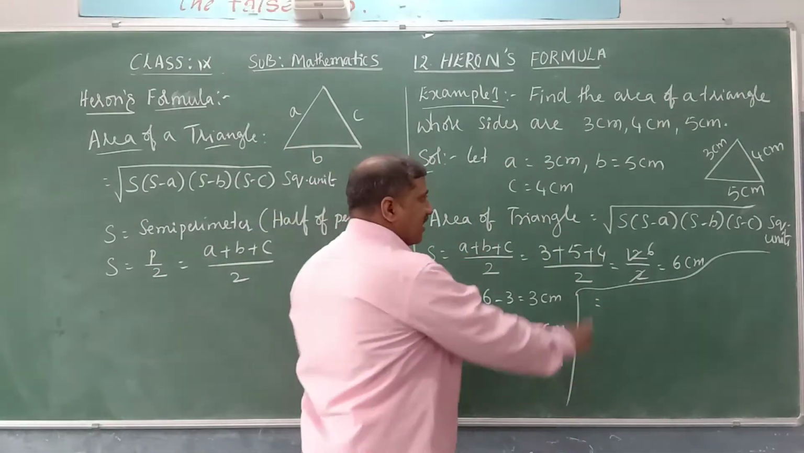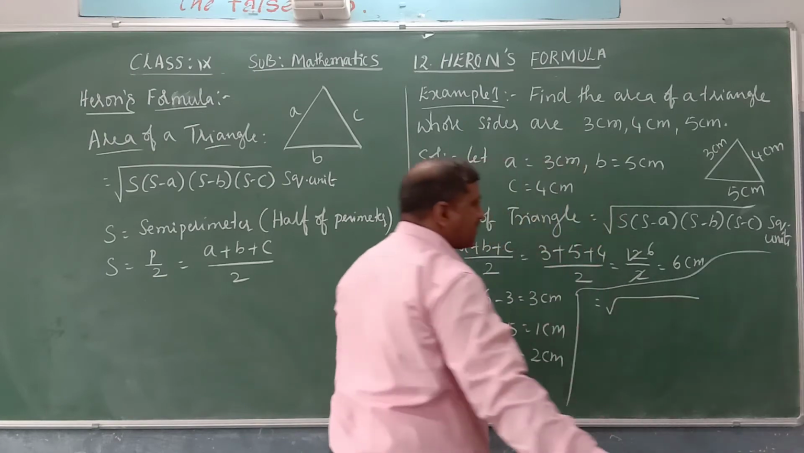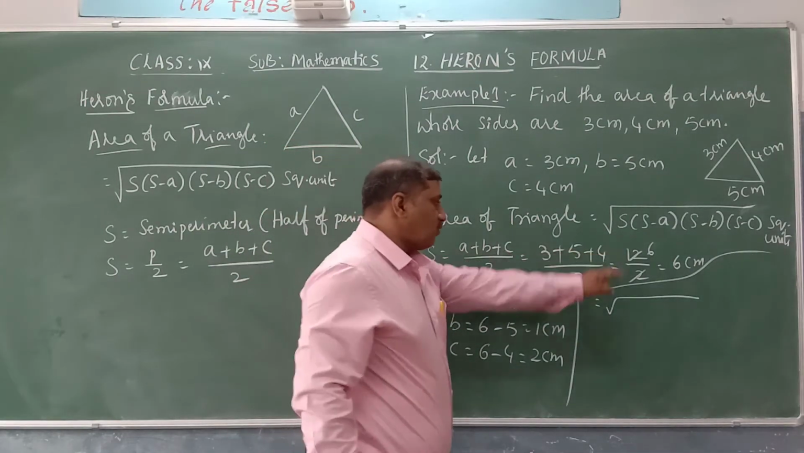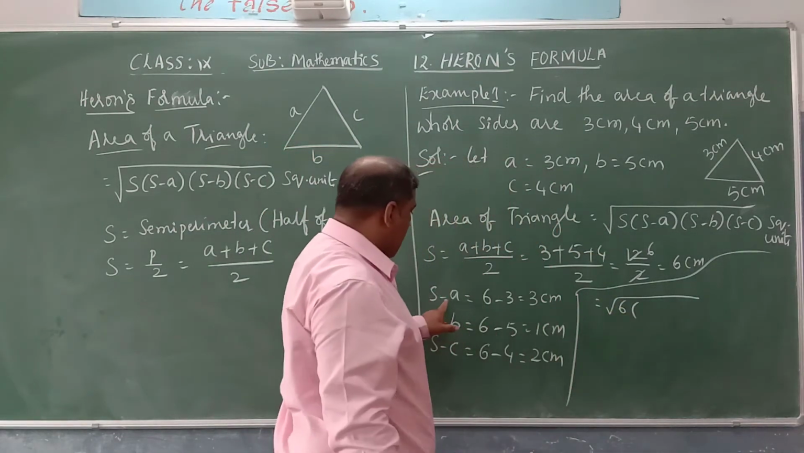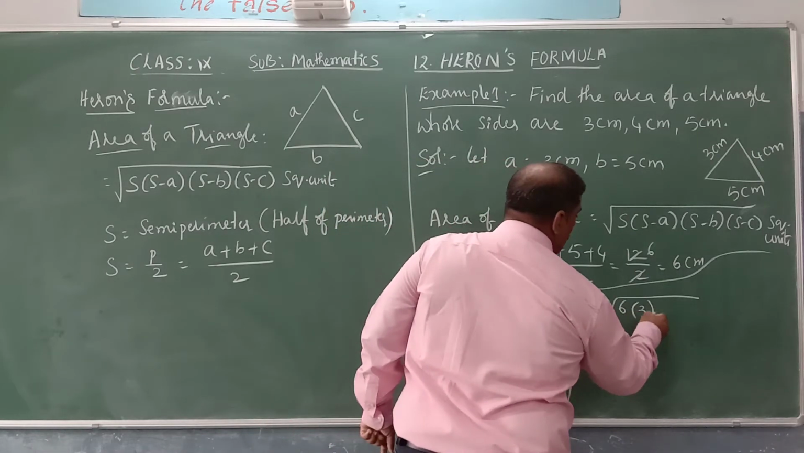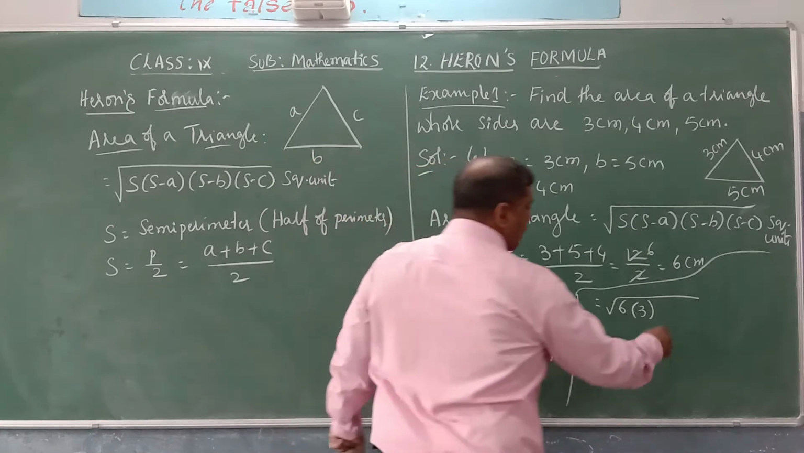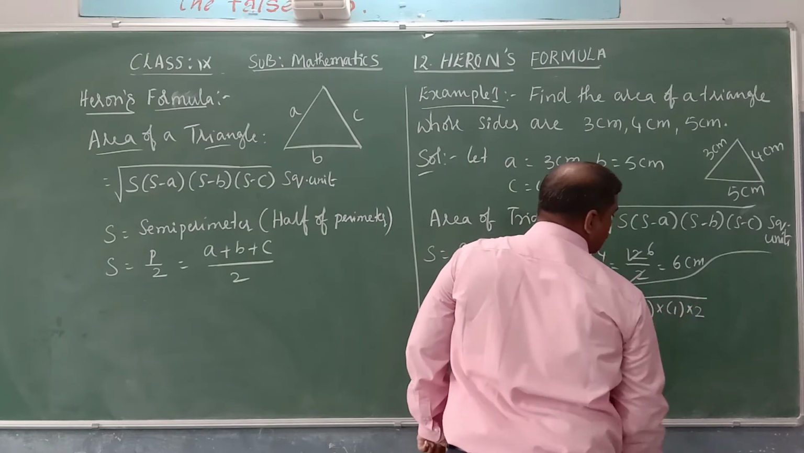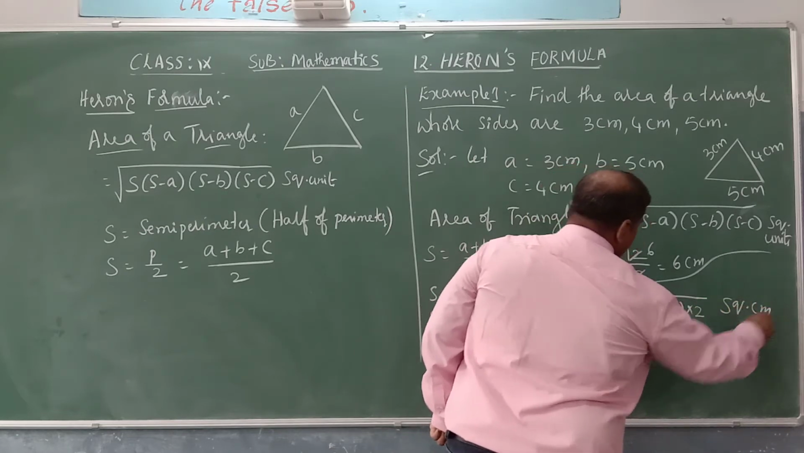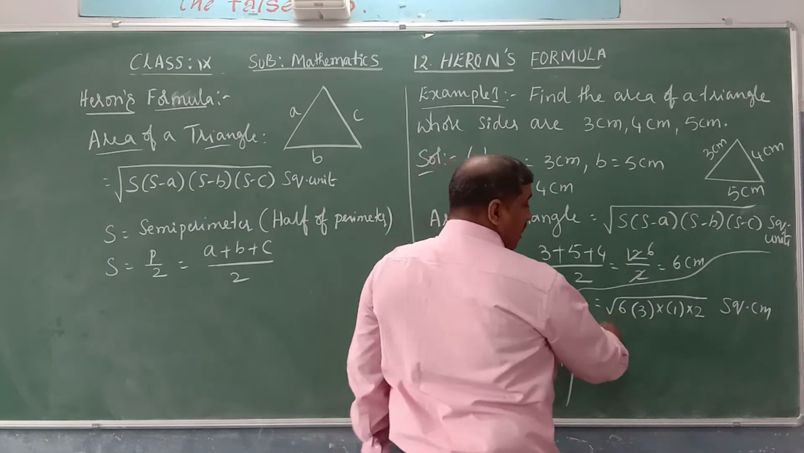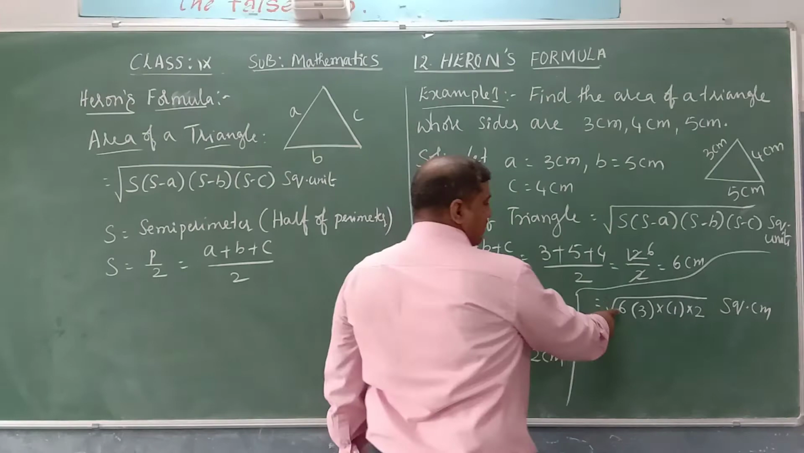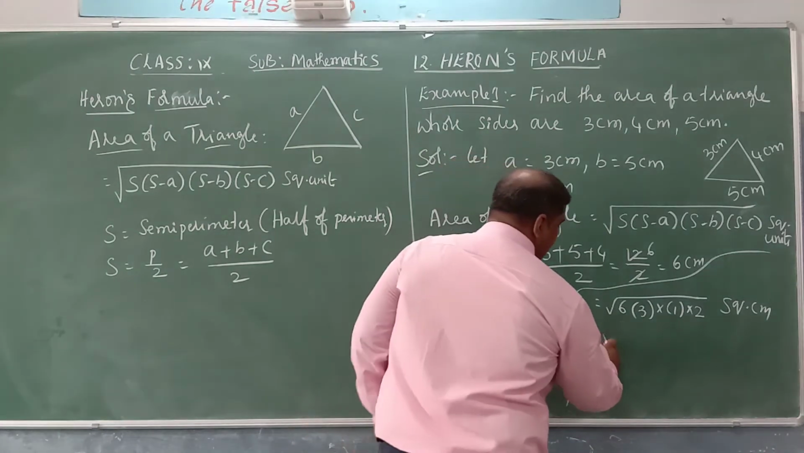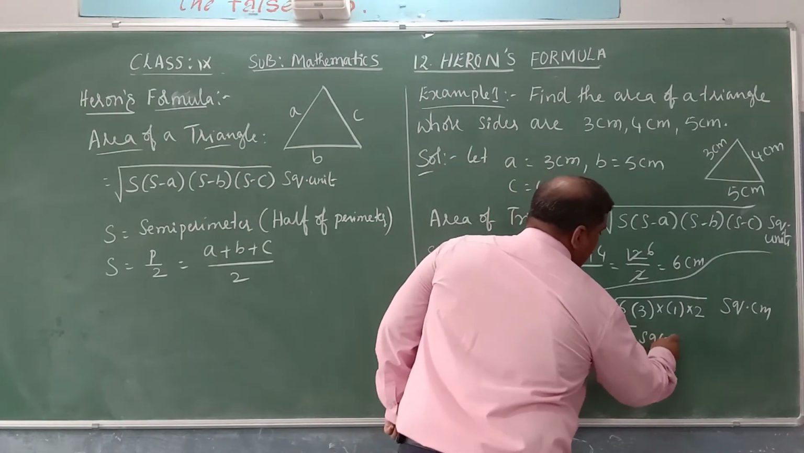Area of triangle is equal to the square root of S into (S minus a) into (S minus b) into (S minus c) square units. Where S is equal to 6, into S minus a, which we got as 3, into S minus b, which we got as 1, into S minus c, which is 2. Square units is square centimeters. Now you have to find the square root of this number. Multiply 6 into 3, 6 threes are 18. 18 into 1 is 18. 18 into 2, 18 twos are 36. Square root of 36 square centimeters.